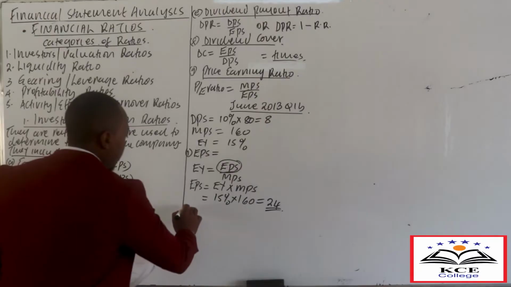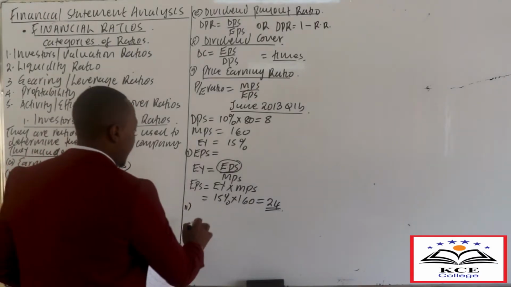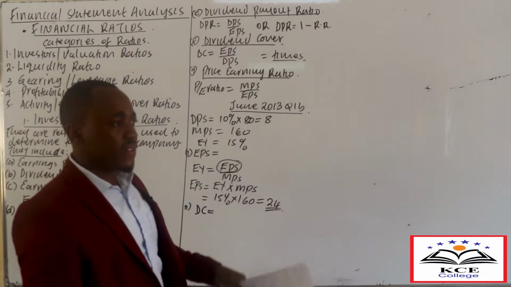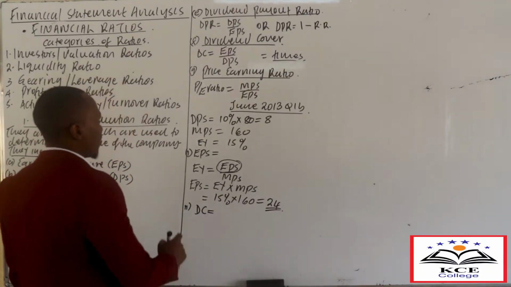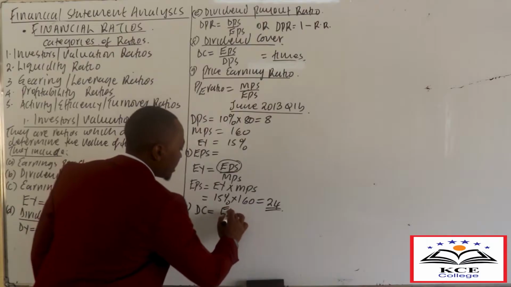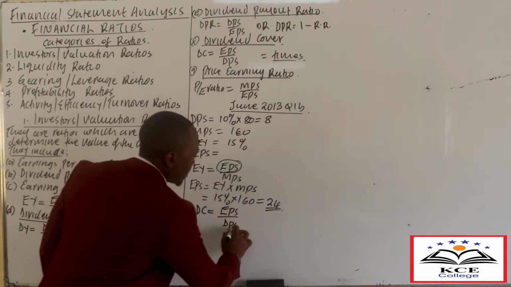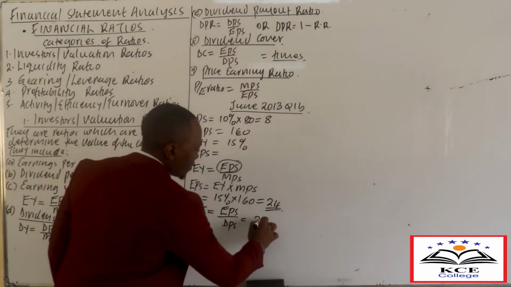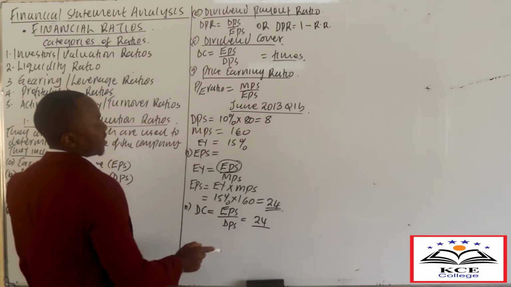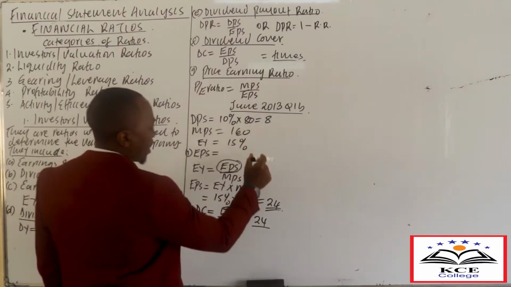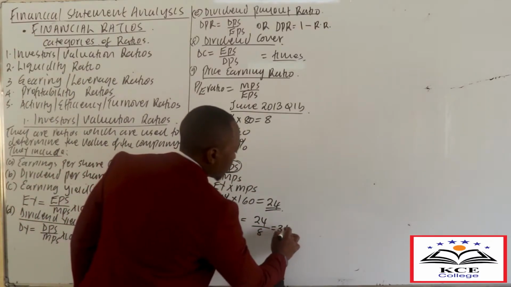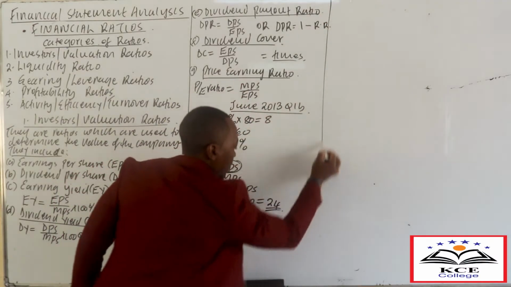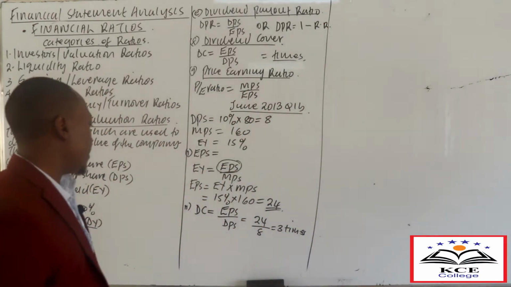Number 2 of the question, we have to compute the dividend cover. The dividend cover shows the number of times the dividend is paid out of the earnings. To get the dividend cover, you take the earnings per share and divide by the dividend per share. The earnings per share computed is 24, and the dividend per share was 8, so you have 3 times.